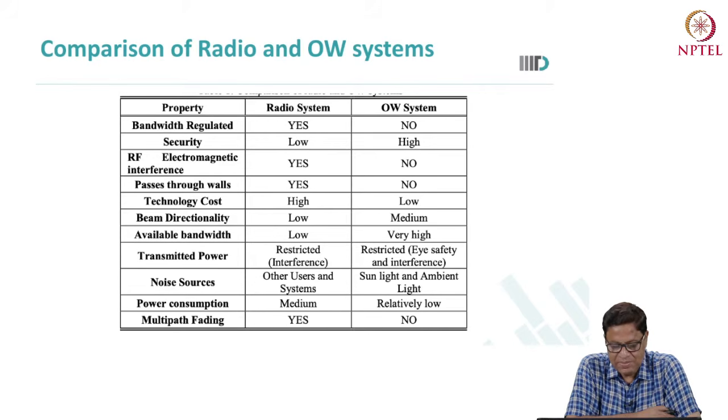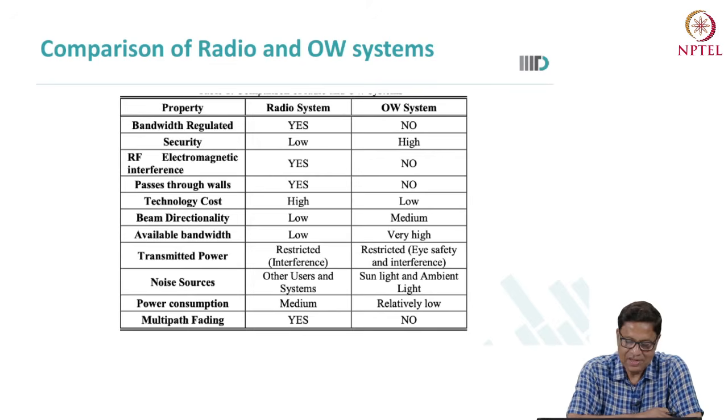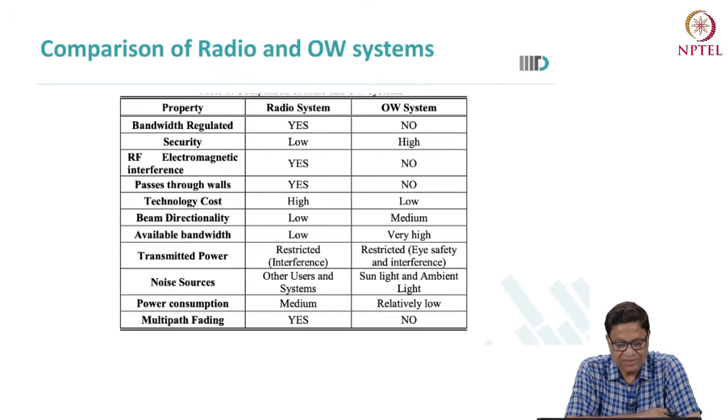So there is better security as compared to radio system. RF electromagnetic interference is significant in radio systems, whereas optical wireless is immune to RF electromagnetic interference. Radio system can pass through the walls, whereas optical wireless is contained inside the room and cannot pass through the walls. The technology cost for radio system is quite high, and for optical wireless system, it is low.